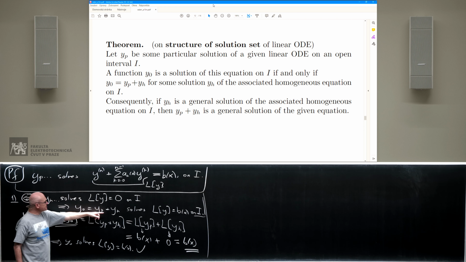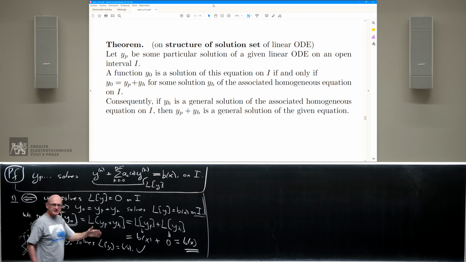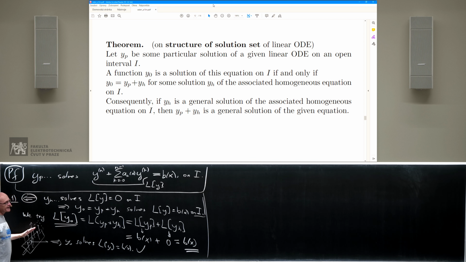And it says here that these new guys are also solutions of the original equation. So if this was the set of solutions of the homogeneous equation, then these are solutions of the original equation, which I obtained just by solving it once. I found one solution and used it to shift this set to get many solutions of this original equation. And this exactly agrees with what linear algebra had for linear equations.